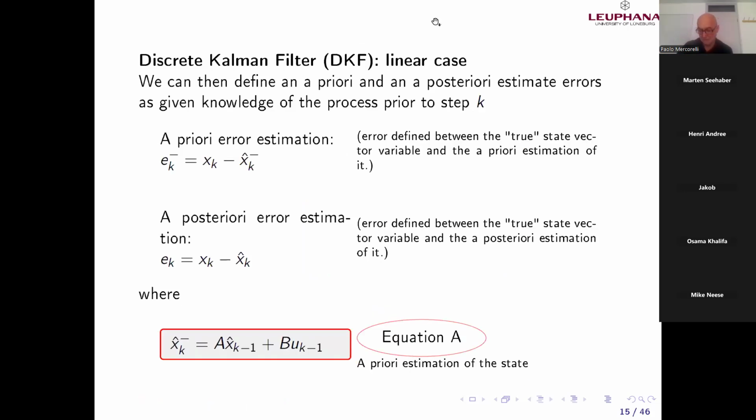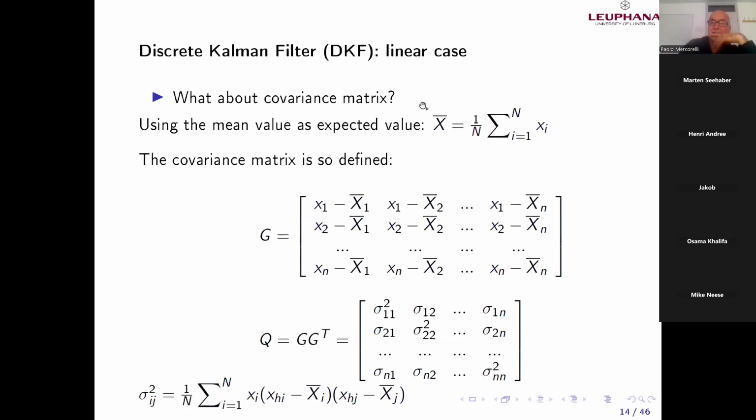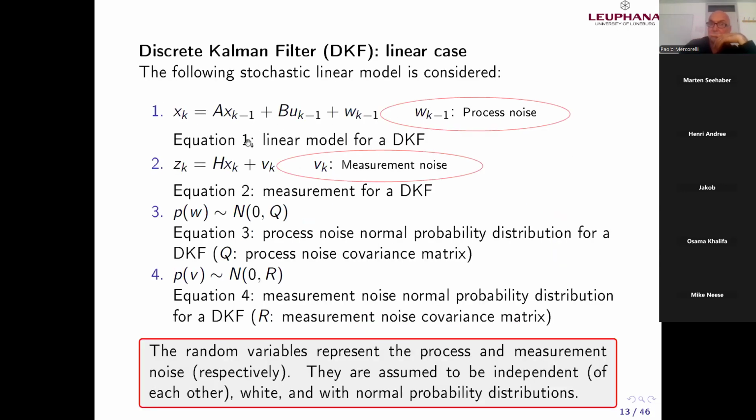Look at this slide. Discrete Kalman filter, linear case. Now we go in depth on this. We can define an a priori estimation error, which basically is characterized by e_k minus, which is, let me say, the true x_k minus its estimation. Why did I put the true in this form here? Because is this true? Is it true? No.